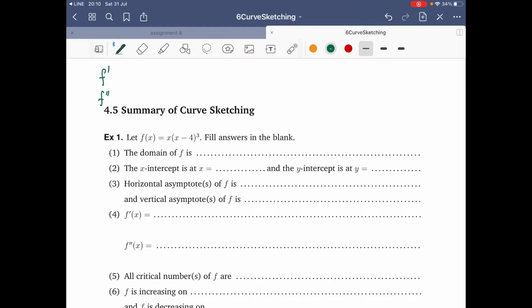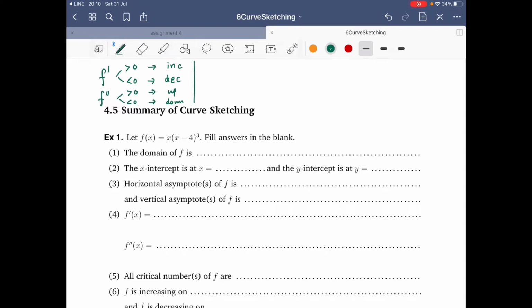So don't forget that if this one is positive, then it means that you have an increasing function. If this one is negative, then you have a decreasing function. If this one is positive, you have concave up. If this one is negative, you have concave down, okay.